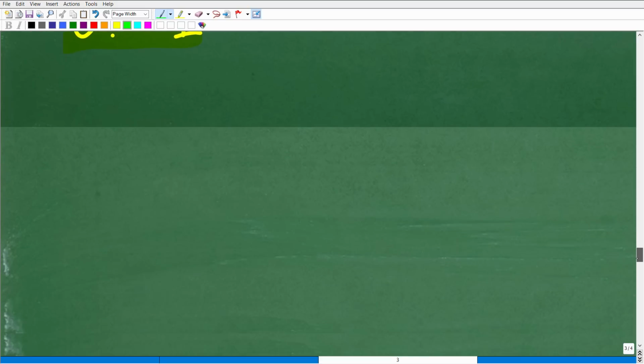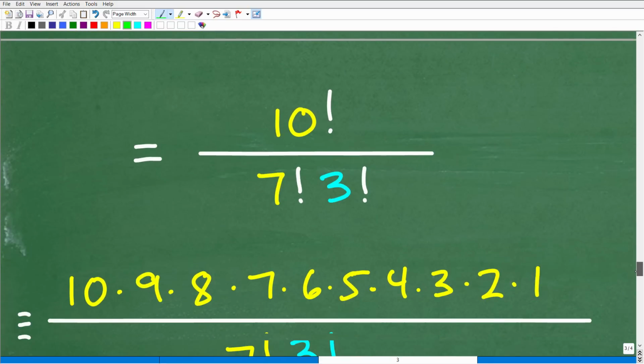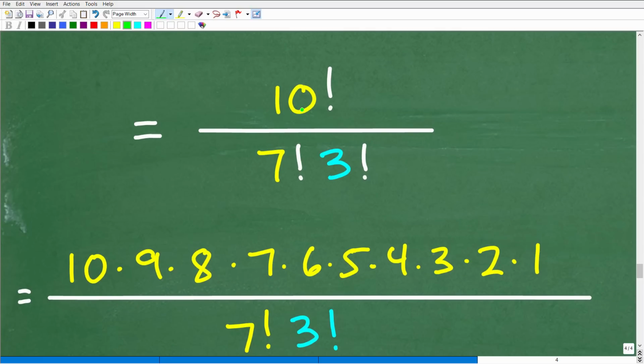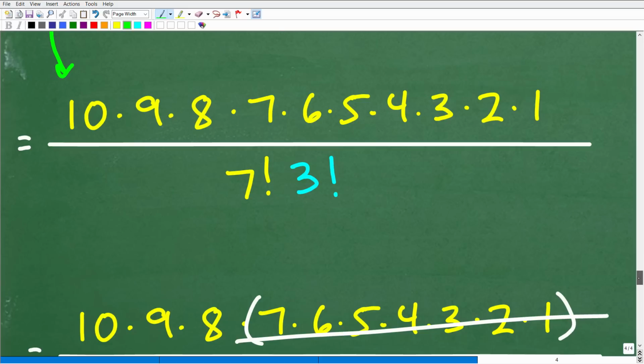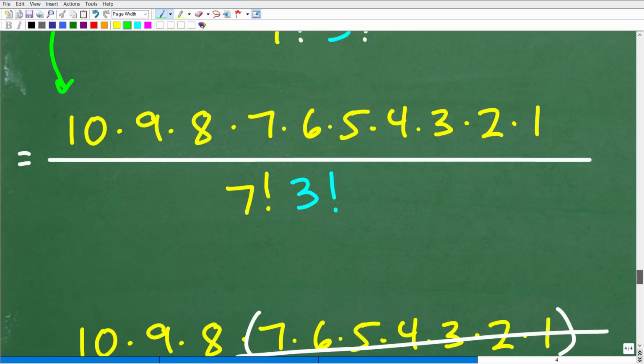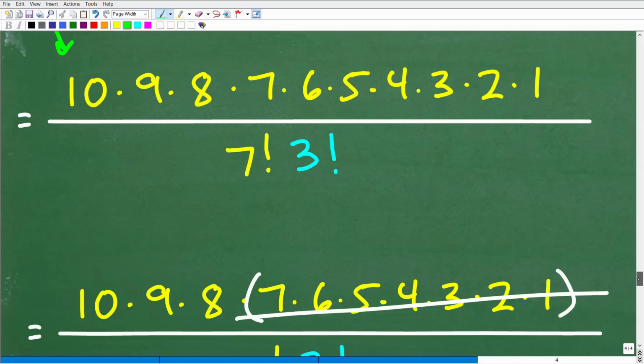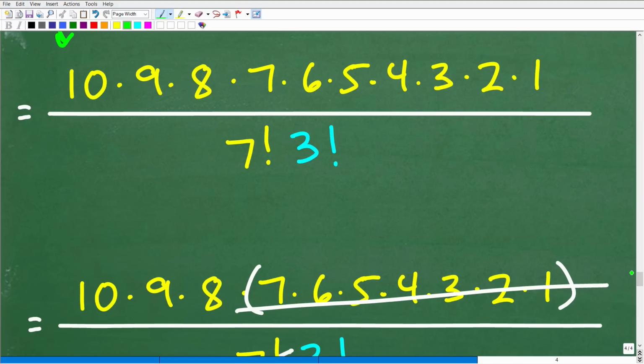So now let's go ahead and do the number crunching here. So 10 factorial is what? Well, it's going to be 10 times 9 times 8, 7, 6, 5, 4, 3, 2, 1. And then we have 7 factorial and 3 factorial in the denominator. So, if you write this out, I'm kind of showing you this the long way here. But when you get better with factorial, you don't have to write out all this.